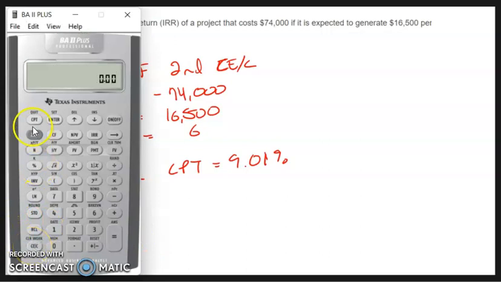So let's clear. So second cash flow, second clear. All right, so 74,000 as a negative, hit enter. And then 16,500 is C01. Enter. Now our cash flow occurs 6 times, so F01 is 6. Enter, and then IRR and compute. We get 9.01.